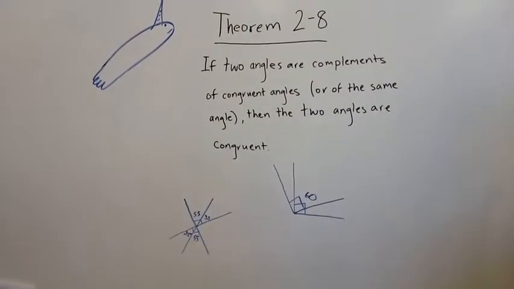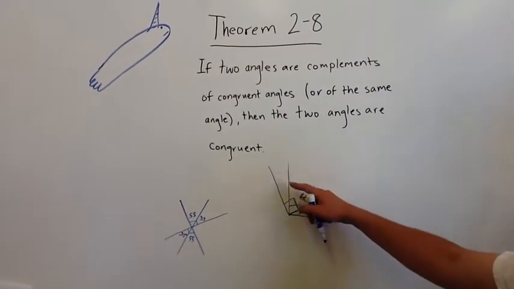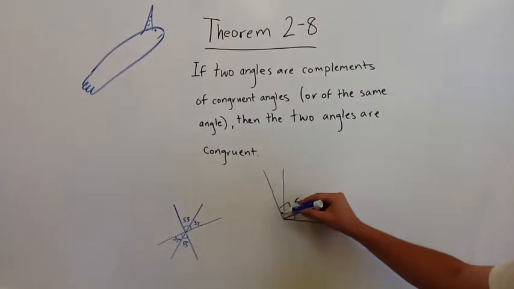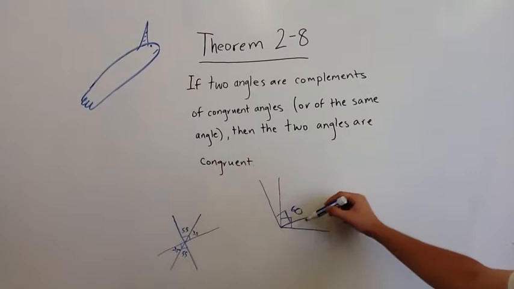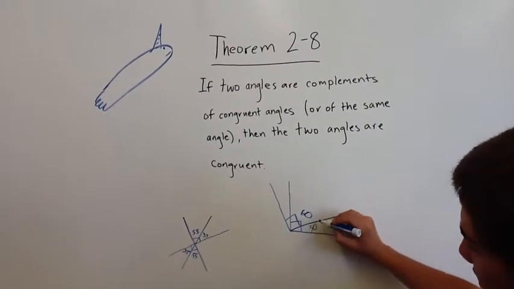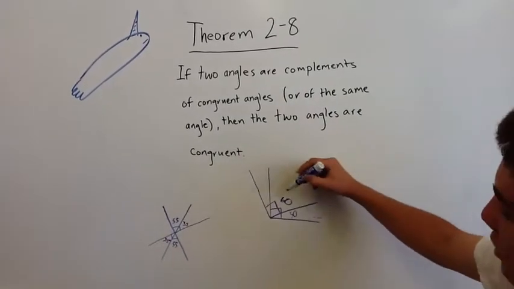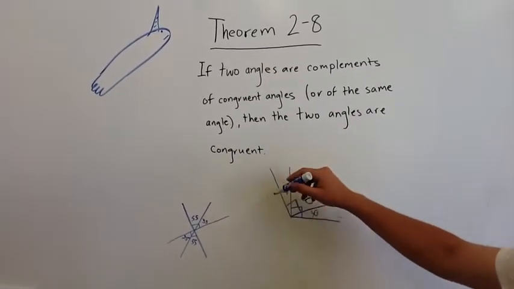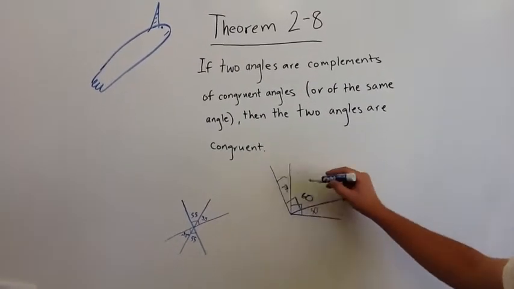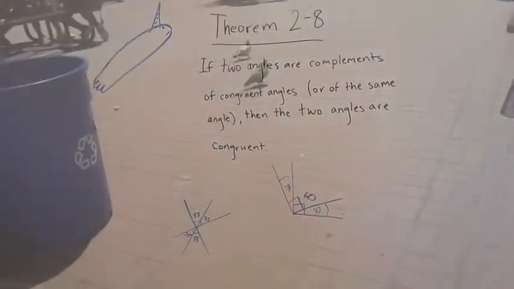Alright, here we have the second situation, where we just have one angle, the 60-degree angle, and we have two perpendicular angles right here and right here. So for this big angle, this one has to be 30 degrees, and for this big angle, this one also has to be 30 degrees, because those are both complementary to the 60-degree angle. So the two other angles, right there and right there, are congruent.